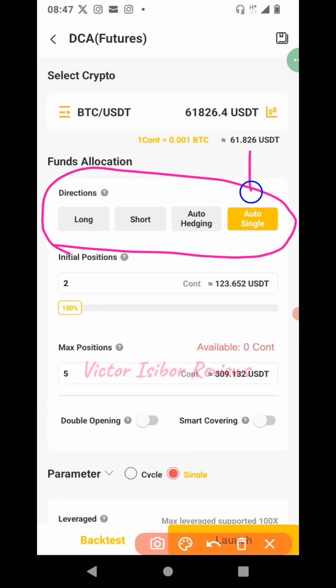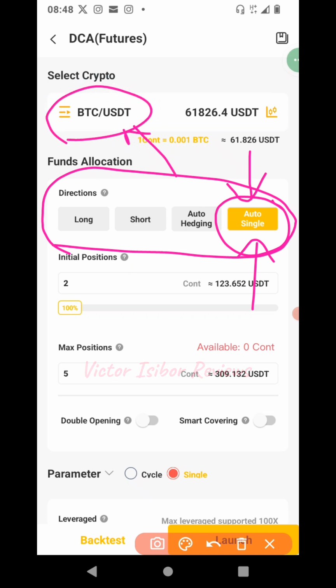the default settings on Utrading is auto single. Of course, I explained all these directions in another video, but auto single means that you are asking the bot to decide which direction to trade based on the direction that the particular coin you are trading is going. You're telling the bot follow the market direction. All right. So you see awaiting direction.